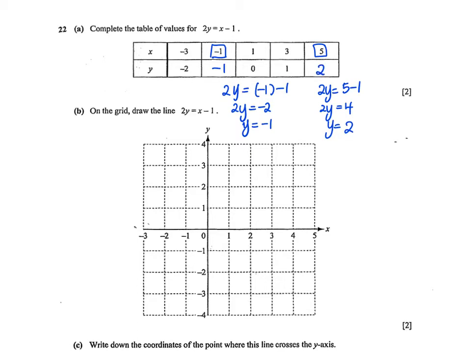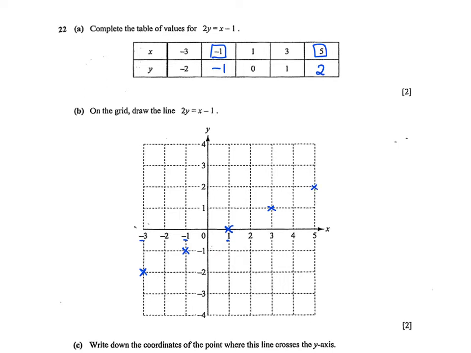So after I know these values already, I'm going to plot my graph. Okay, plot the points and draw the line on the grid's axis. So the question says when x is -3, y is -2, so you have 1 point over here. Mark them with a cross, not a dot. Cross. So the next one, where x is -1, y is -1, so this will be the point here. And when x is 1, y is 0, so down here. When x is 3, y is 1. When x is 5, y is 2.